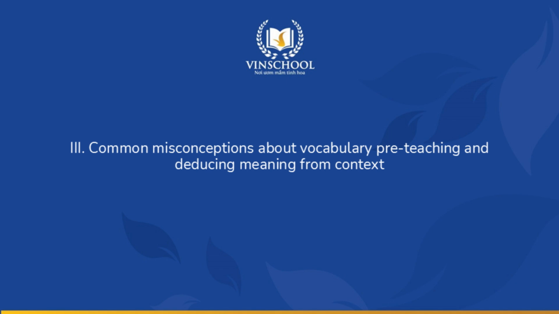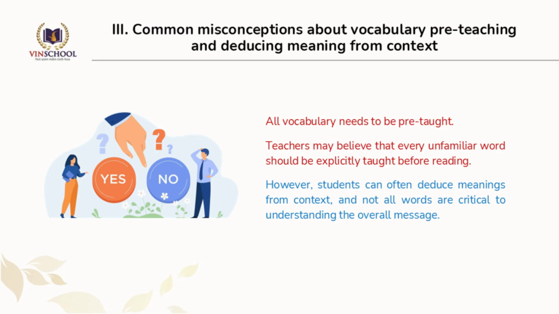Let's move to the last part of the video today: common misconceptions about vocabulary, pre-teaching, and deducing meaning from context. Many teachers operate under the misconception that all vocabulary needs to be pre-taught. They may believe that every unfamiliar word should be explicitly explained before students begin reading. However, students often have the ability to deduce meanings from context, meaning that not every unknown word is crucial for grasping the overall message of a text.